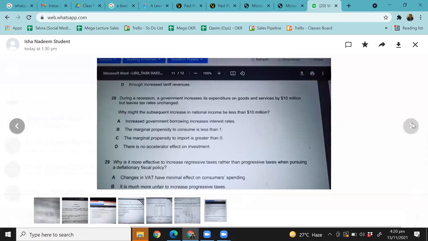Okay, 28. During the session, the government increases its expenditure on goods and services by 10 million, but leaves taxes unchanged. So government is spending more, but taxes are the same. Why might the subsequent increase in national income be less than 10 million? Increased government borrowing increases interest rates. The marginal propensity to consume is less than 1. The marginal propensity to import is greater than 0. There is no accelerator effect on investment.